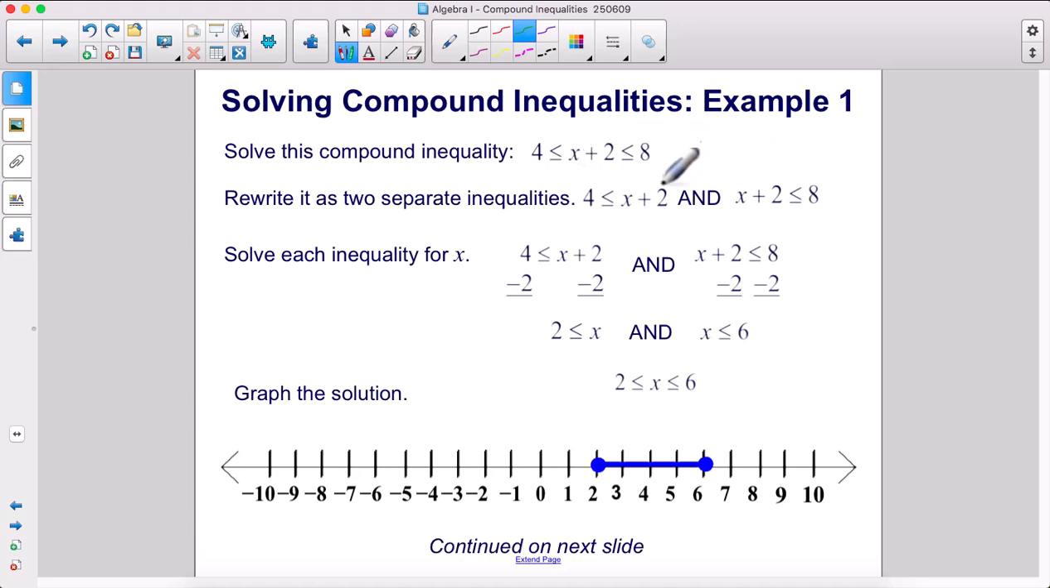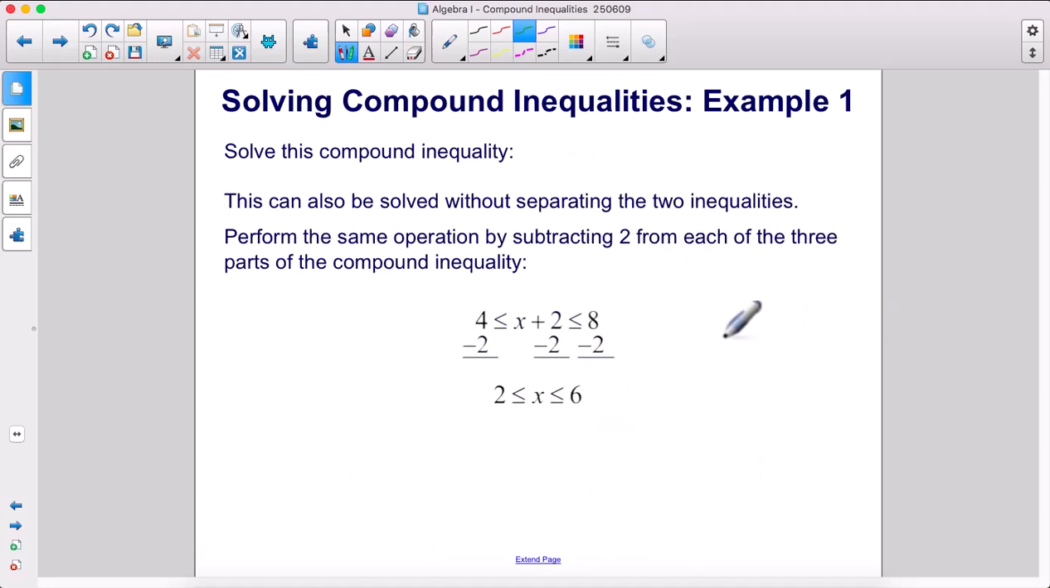First, let's write it as two separate inequalities, and then we're going to solve each one for x using the rules of algebra. So we want x by itself, so we're going to subtract 2 from both sides, and we get 2 is less than or equal to x. Over here, we're also going to subtract 2 from both sides, and we get x is less than or equal to 6. So where are both of these things true? Right here, between 2 and 6, including 2 and 6.